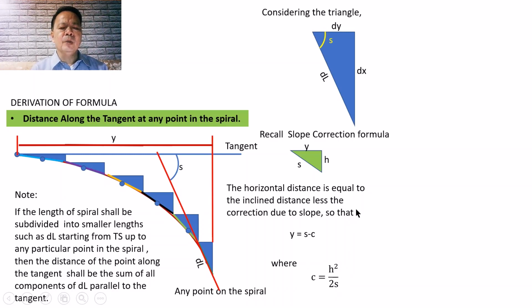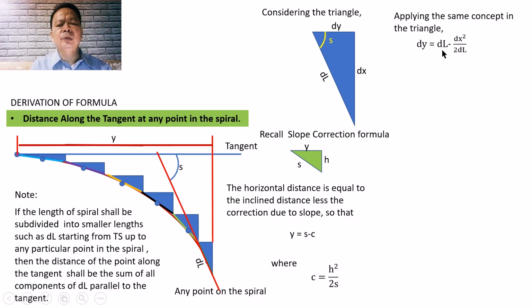And if this concept will be applied here, di ba? Pag in-apply natin siya dito, how are we going to get our DY? So, kunin natin, ano ba yung ating horizontal distance here? So, we shall be getting DY will be equal to the inclined distance minus the correction, where the correction is the square of the vertical distance given by DX, divided by 2 of the inclined distance, DL. Right? So you have now our formula for DY, but this is not yet true because you have here our DX.